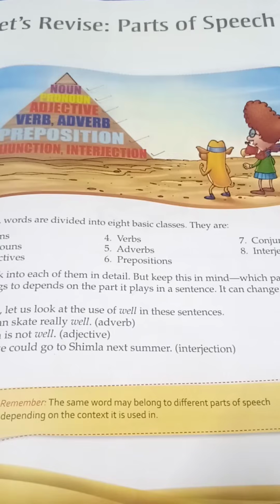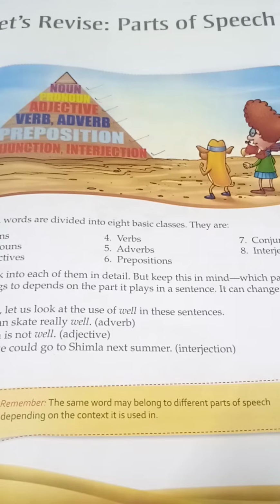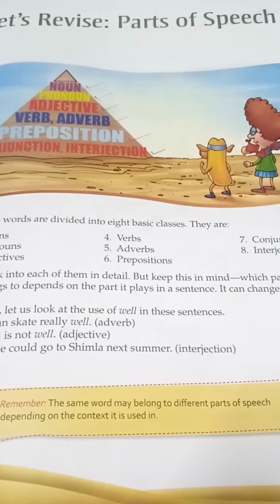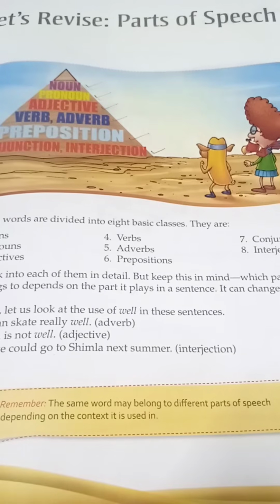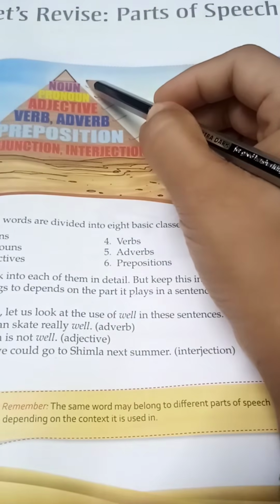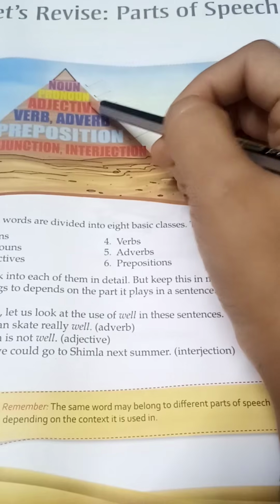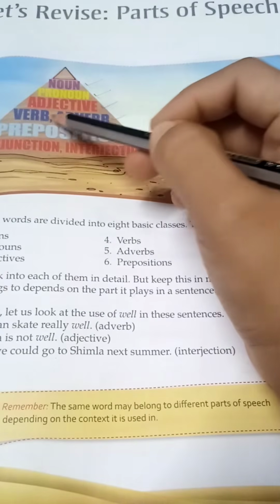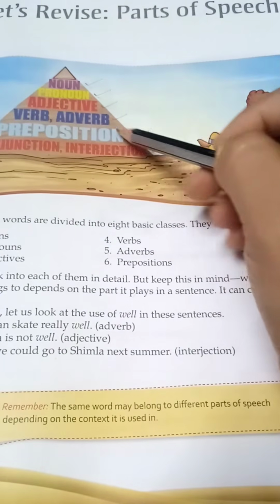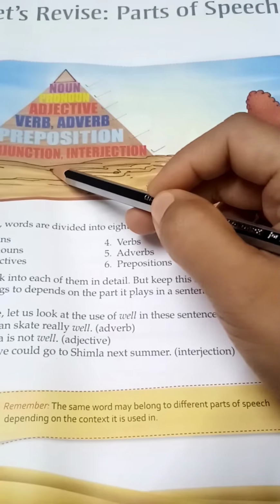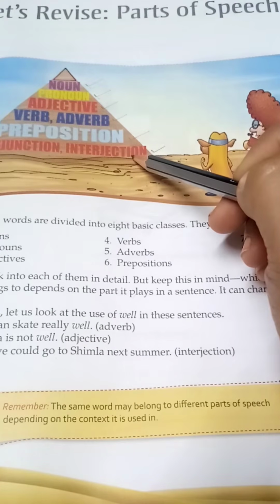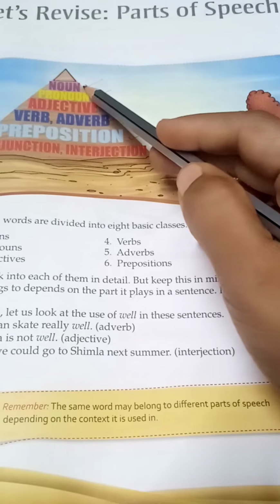Today we are going to study about parts of speech. So we all know that in English, each and every word has its own role to play in a sentence. So words are divided into 8 basic classes and they are noun, pronoun, adjective, verb, adverb, preposition, conjunction and interjections. So let us start with noun.